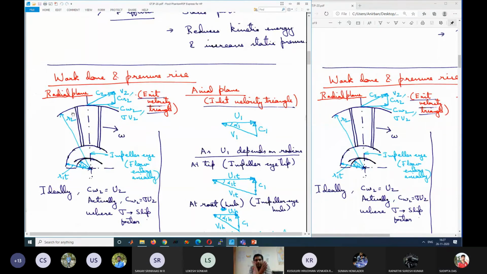Because it is moving forward, there is no pushing action on the other side. So the pressure on the back side of the blade is slightly lower. Is it clear? Yes, sir.